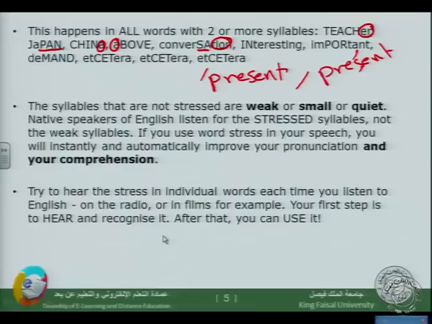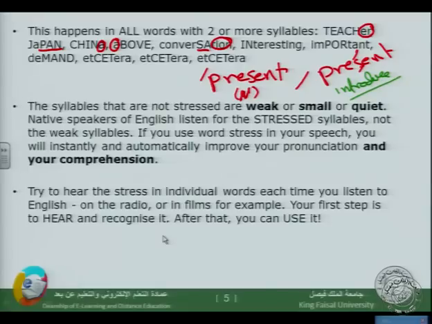And there is a difference. Present is a noun, and it means sometimes a gift, right? Present means a gift. But present, as a verb, it means to introduce. It means to introduce.